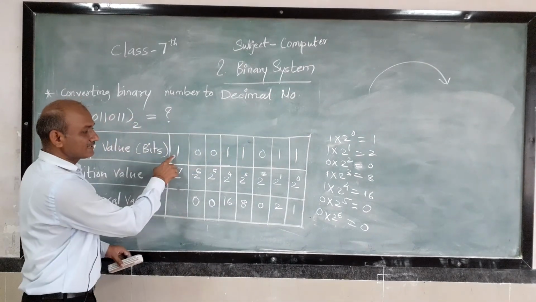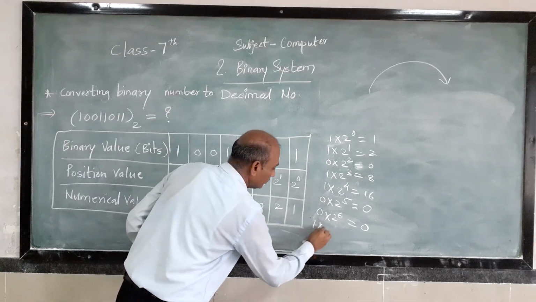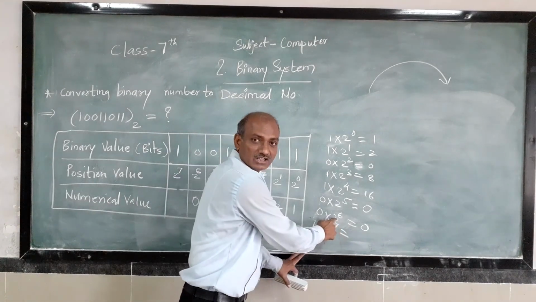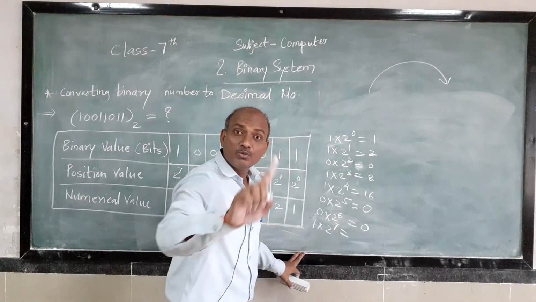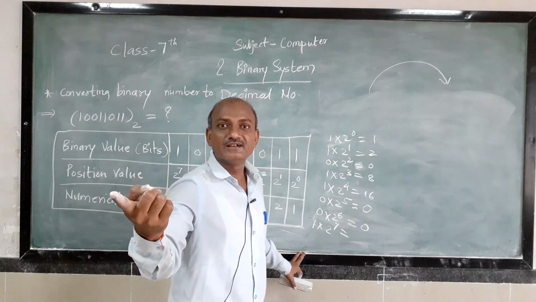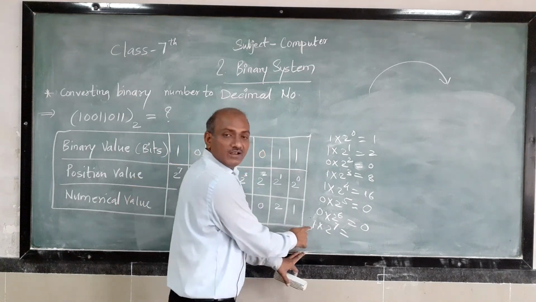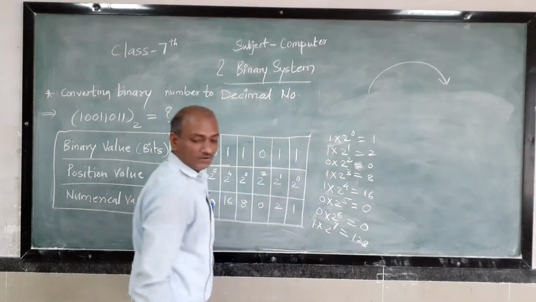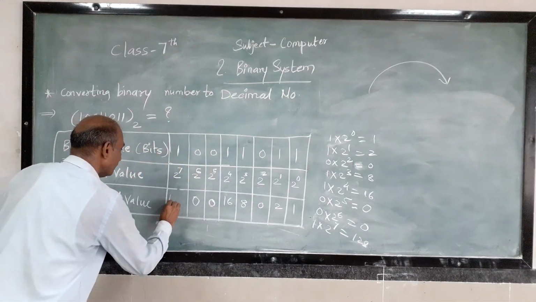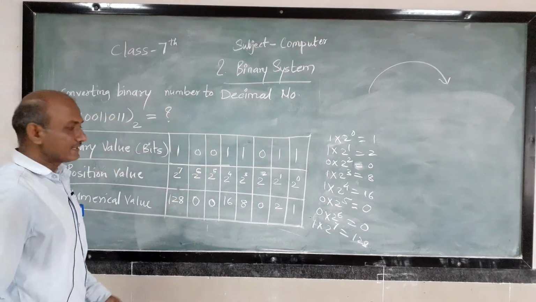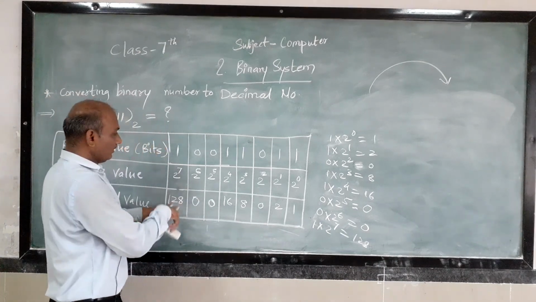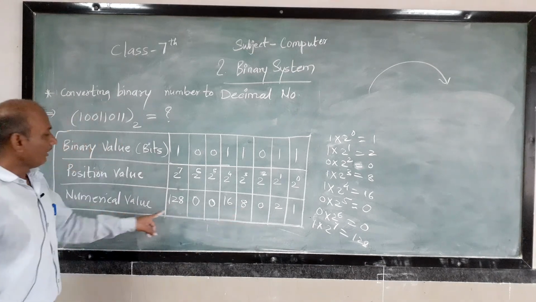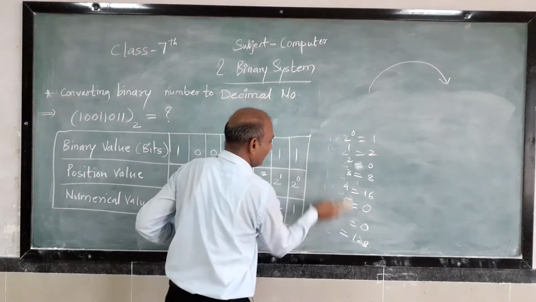The answer will be 0. What is next? 1 into 2 raised to 7. The same way, 2 raised to 6 we know is 64. Then 64 into 2, 128. 128 into 1, 128. So what will come here? 128. Understand? The position value and their product numerical value we can complete here. Okay.